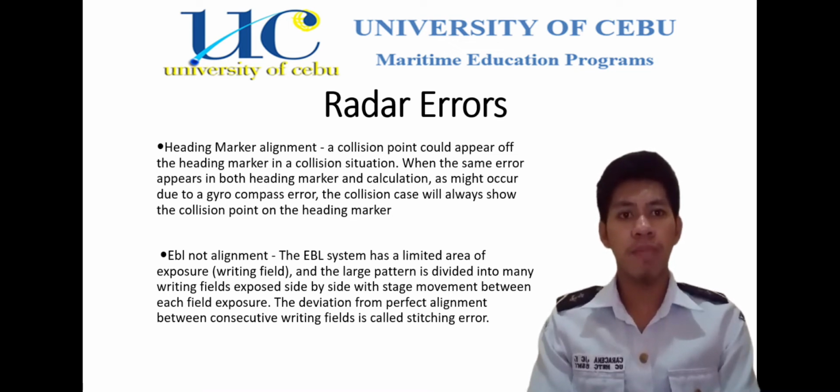ABL not alignment. The ABL system has a limited area of exposure or writing field, and the large pattern is divided into many writing fields exposed side by side with stage movement between each field exposure. The deviation from perfect alignment between consecutive writing fields is called stitching error.